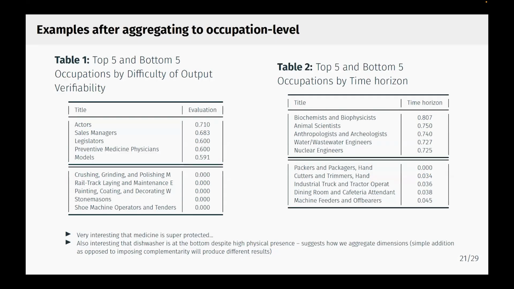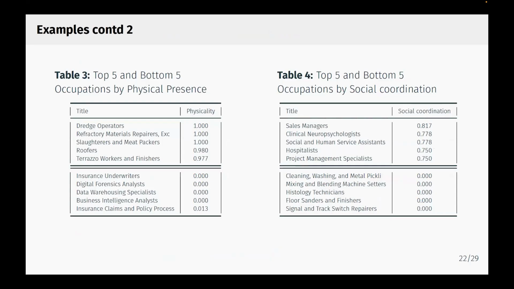Actors, sales managers, they have a lot of hard to verify tasks. Things like in the manufacturing sector, like shoe machine operators, stonemasons, etc., it's much easier to verify. So this should just give you a little bit of confidence that these numbers are not totally crazy. For time horizon, you see a lot of scientists showing up at the top, and then you see a lot of manual work, again, showing up at the bottom. More examples, hopefully validating your priors.